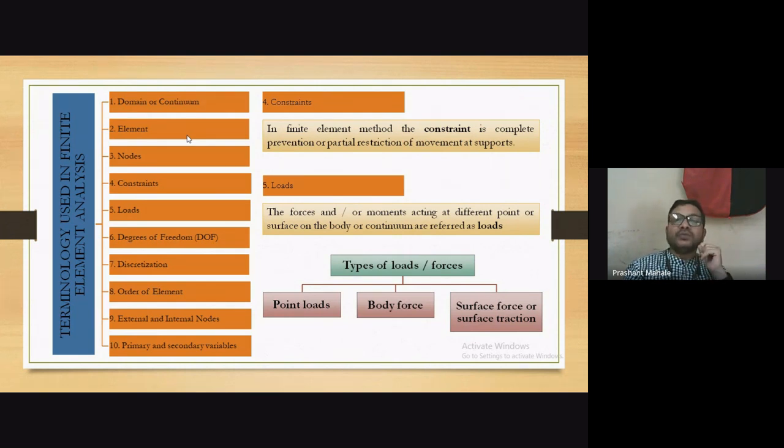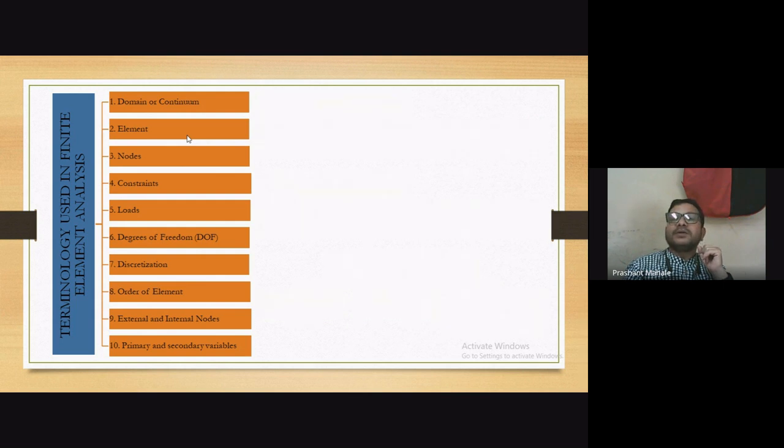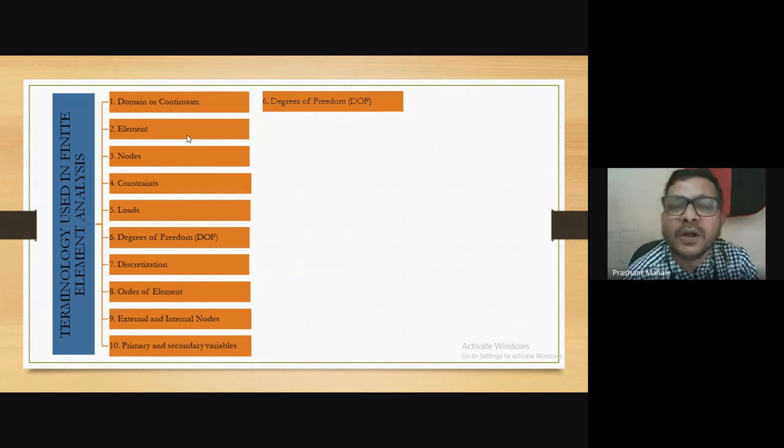Fifth term we are going through. We will try to complete that. 8 minutes are there. Anyway, sixth is degrees of freedom.